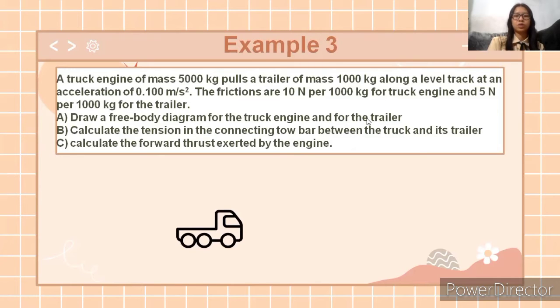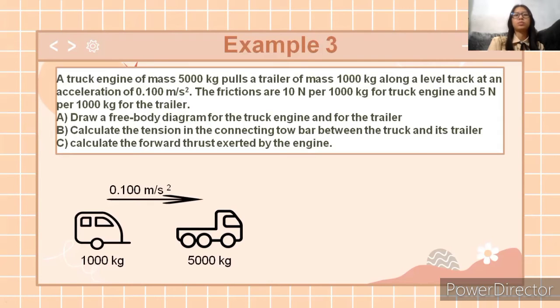So here is the truck engine and here is the trailer. The mass of the truck engine is 5,000 kg and the mass of the trailer is 1,000 kg. The acceleration is 0.100 meter per second squared going to the right. There is a connecting tow bar between the truck and its trailer, which means there is tension force between them.